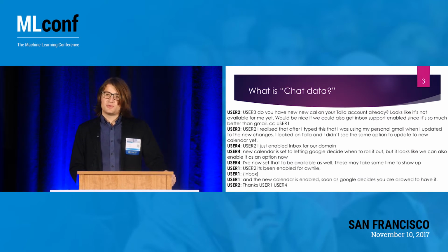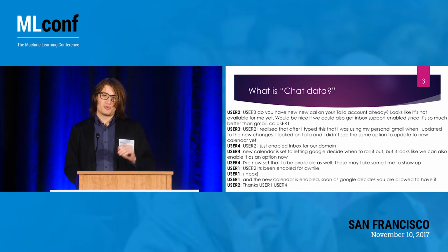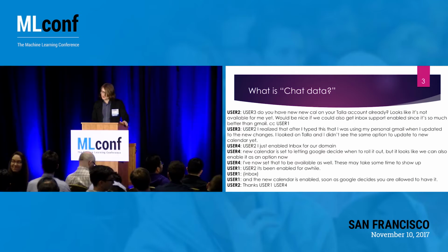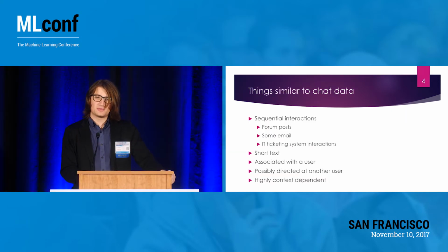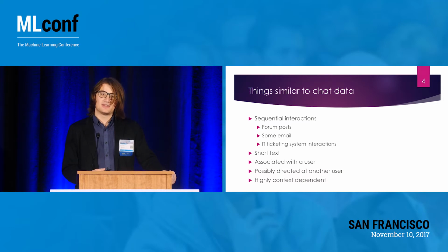Just to ground what I'm talking about, and you don't need to read the text, we're talking about chat data, which looks like a bunch of people sitting around in a chat room talking to each other. There are usually user tags as well as timestamps. It can also be similar to comments on a forum board, other sequential interactions, or email interactions. Usually we have time order, we know the users, we can frequently see messages directed at particular users, and they're often, as you might imagine, very context dependent.